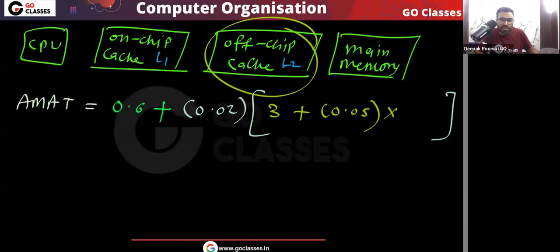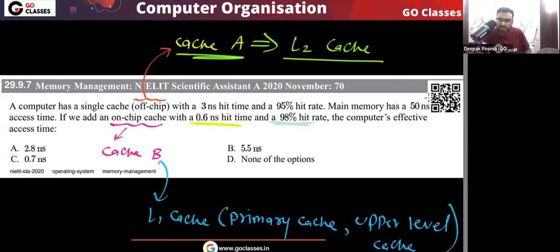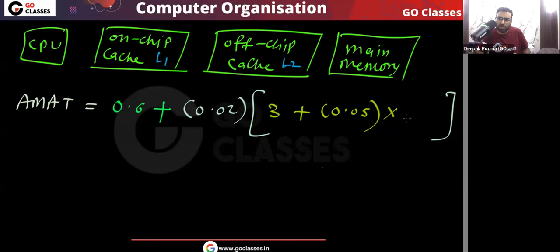But L2 is the last level cache, so the L2 miss penalty is the same as the main memory access time. The main memory access time is given to you as 50 nanosecond, so that will be 50. Now you can just calculate and get your answer. So the average memory access time, tell me what it will become.